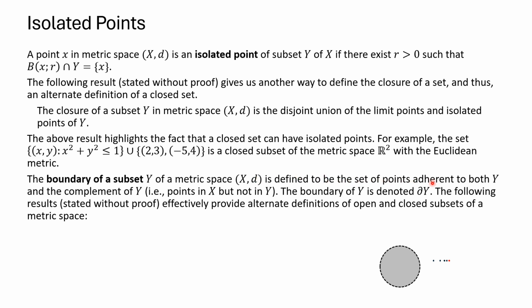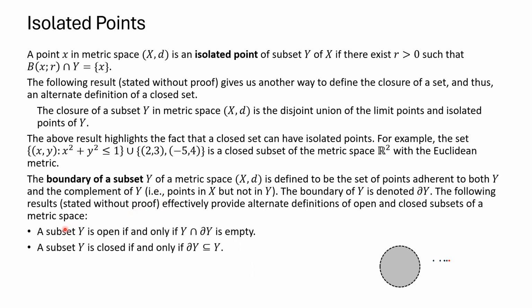Then we also have something called the boundary of a subset Y of a metric space. It's defined to be the set of points adherent to both Y and the complement of Y. The complement are the points in X but not in Y. So the boundary of Y is denoted with this notation here.